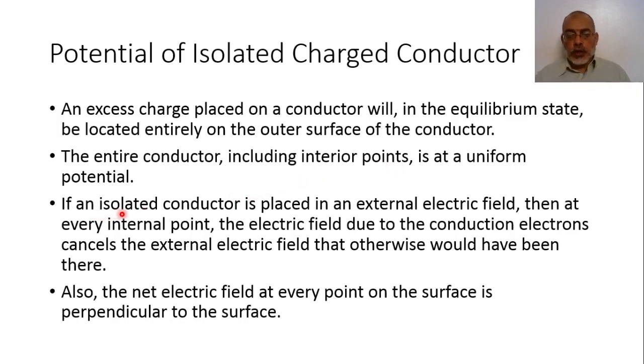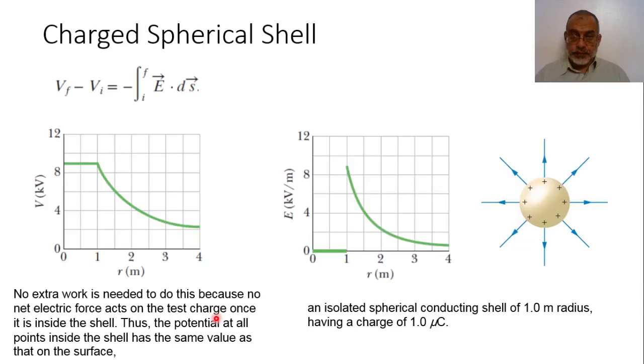If an isolated conductor is placed in an external electric field, then at every internal point, the electric field due to the conduction electrons cancels the external electric field. So the total electric field inside the conductor is zero. And as I said, the integration of the electric field inside the conductor dotted with the displacement will be zero because the electric field is zero. So there is no potential difference inside the conductor itself. Also, the net electric field at every point on the surface is perpendicular to the surface.